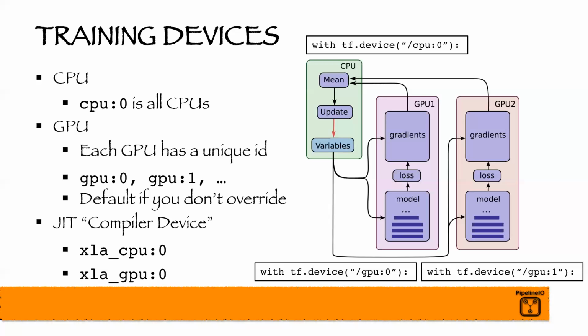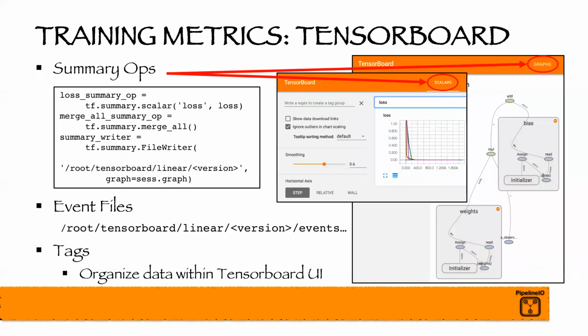And what you could do during training is, instead of assigning it to a CPU or GPU, you'd assign it to an XLA_CPU or XLA_GPU. And that's a hint to the TensorFlow compiler to try to JIT these things together, fusing operators, that kind of stuff.